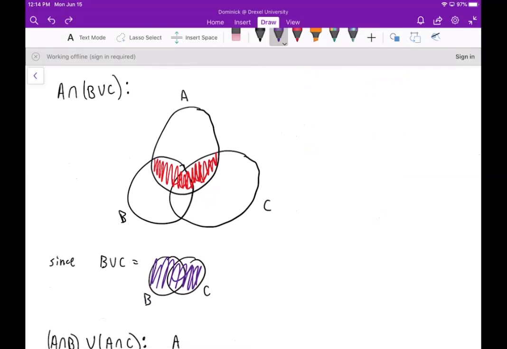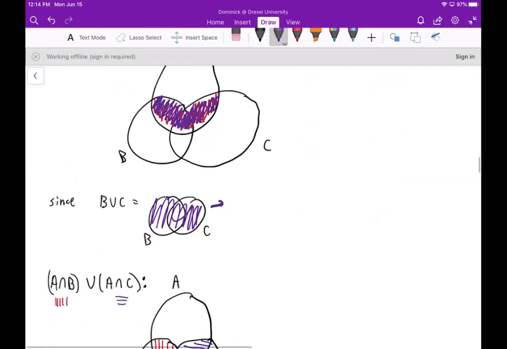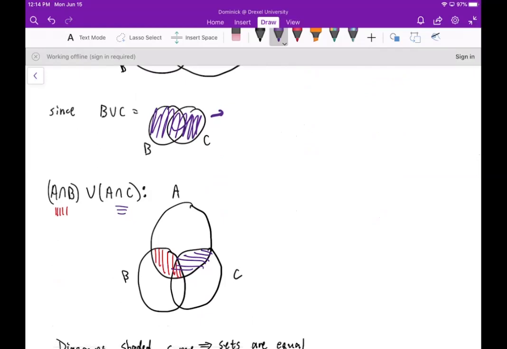Now, if we were to look at the left side, which is A intersect B union C, we know that B union C would be both of them, B and C, shaded together, and then I would need to intersect that section with just what's in A. So that's going to give me these 3 pieces right here. Now, if we look at A intersect B union A intersect C, A intersect B, of course, would be this part, and A intersect C would be this part.